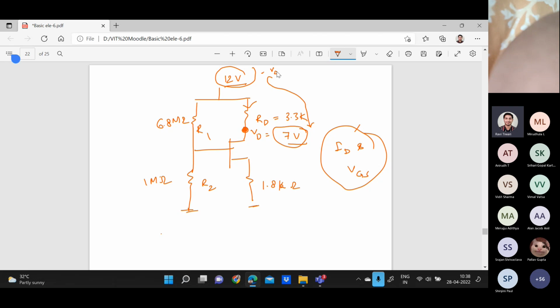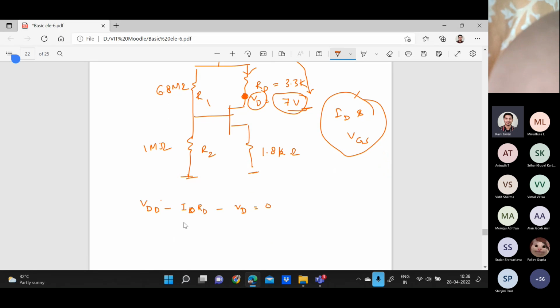Suppose this is VDD. If you apply the loop here, it will be VDD minus ID into RD, minus VD. This is the point voltage. If the point voltage is given to us, that means the voltage at this point only, you can apply the loop up to here only. So what you will get? ID is equal to VDD minus VD divided by RD.